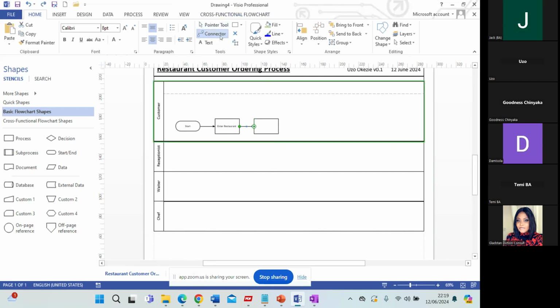Once you click on the connector, it thinks everything you want to do is a connector. So until you go back to your pointer tool, it will just keep treating everything like you want to connect. So now I've gone back to my pointer tool. So if I move this over here, my connector will move with me because it's connected to the 2 boxes, but I don't want to do that. So I enter the restaurant, and what's the next step?